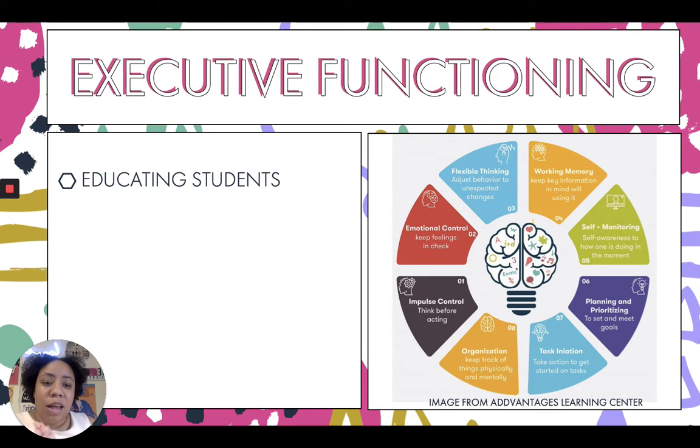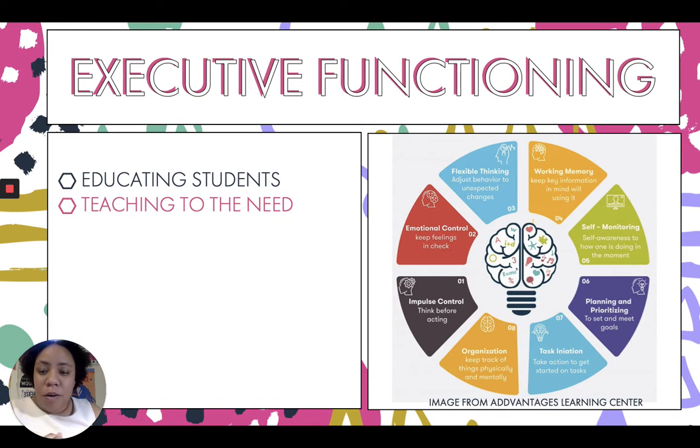So the first thing that I'm going to talk about in terms of executive functioning in the classroom is actually educating the students on what executive functioning is. If they know what executive functioning is, then they will be more likely to understand why it's important, and then also integrate that into their own kind of thinking and learning.